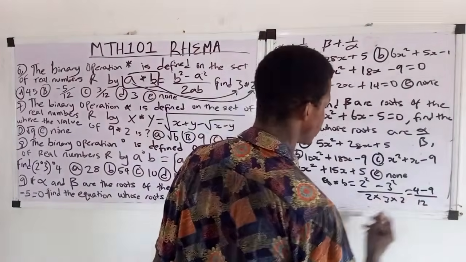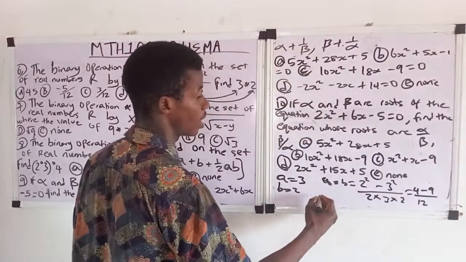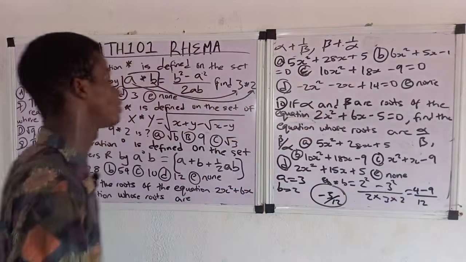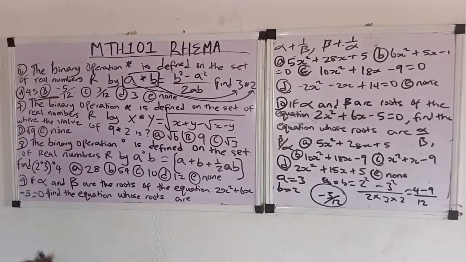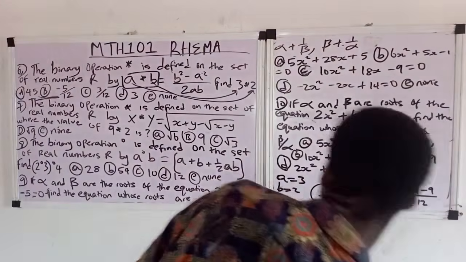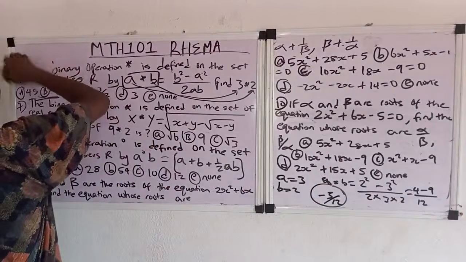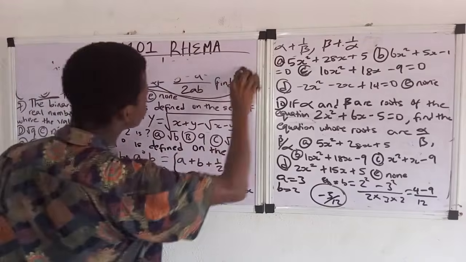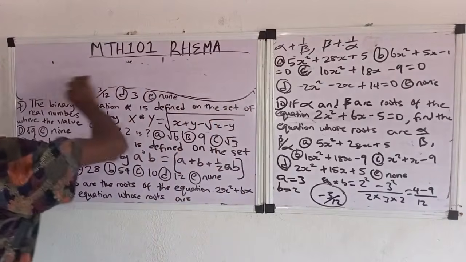So therefore we have something like this. 4 minus 9 will give us minus 5, right? Then divided by 12. So the answer is minus 5 over 12. So the answer is B. Okay, so it's very easy. So now the answer is B, minus 5 over 12. Now let's move to the next question, which is question 7.